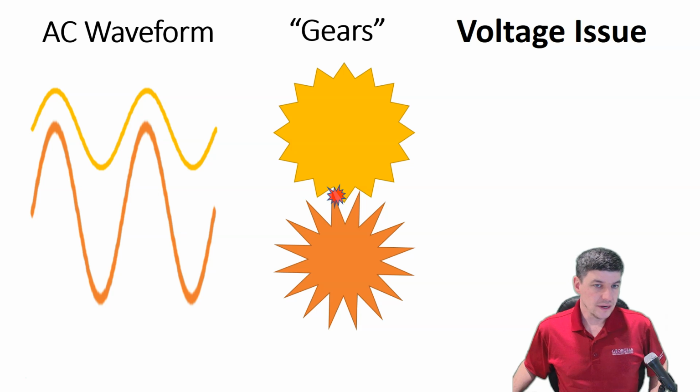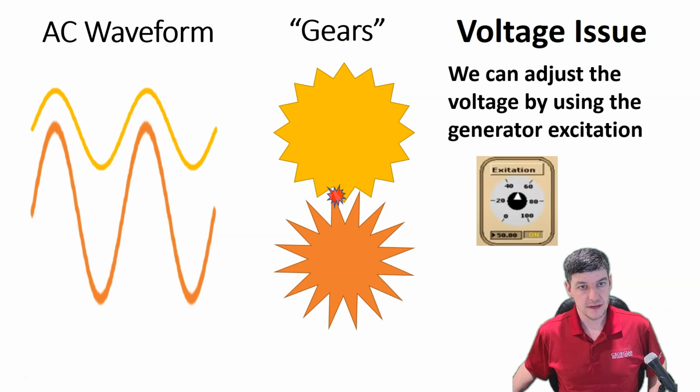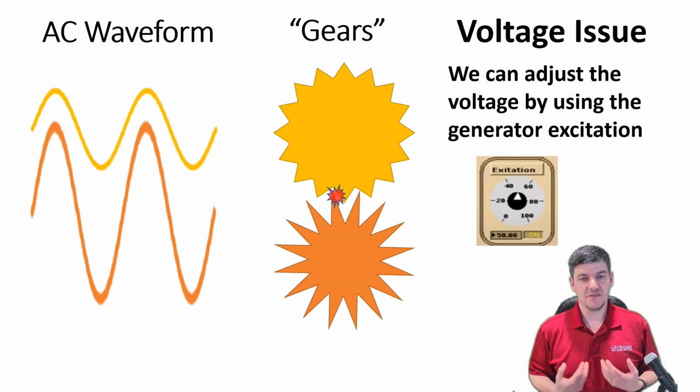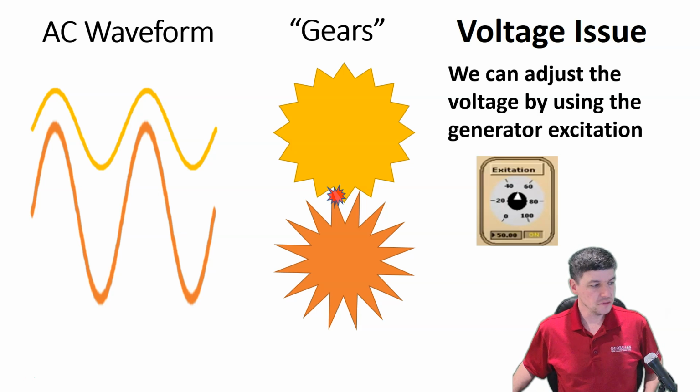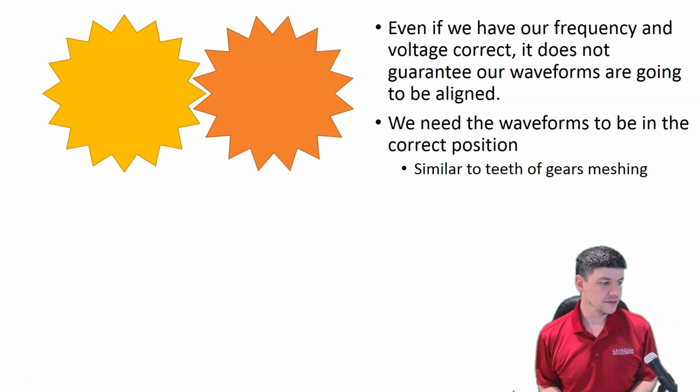And so we're going to have to adjust our voltage, and we would do that using another tool known as the excitation. Okay. So assuming that we have our frequency and our voltage correct, we should be pretty close to having gears that can match together, or our waveforms that are compatible. And so here I have two gears that have matched, which in essence means I have the voltage that is correct and I have my frequency that's correct.